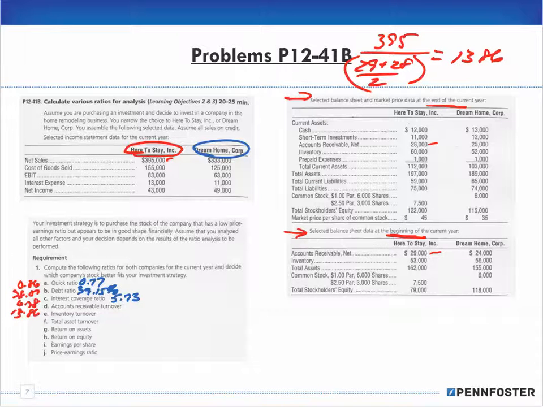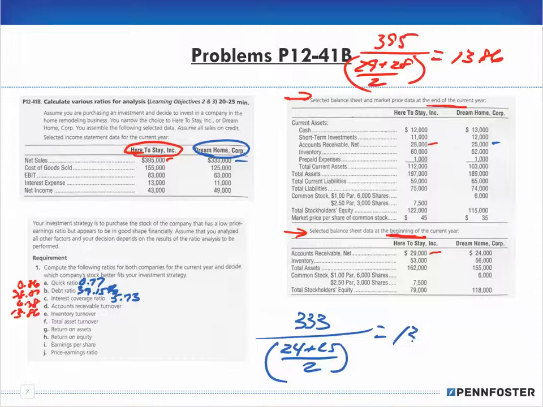And then for Dream Homes, we have 333, and that's over the 24 plus the 25. Divide that by 2, and that gives us 13.59. So pause the video, I'm erasing this.